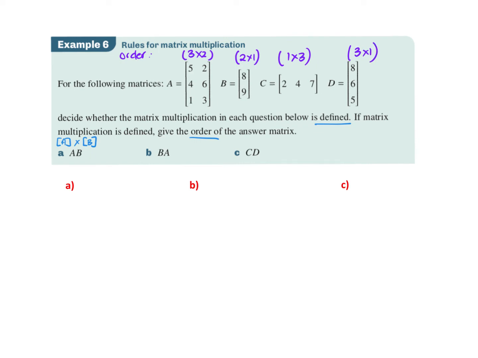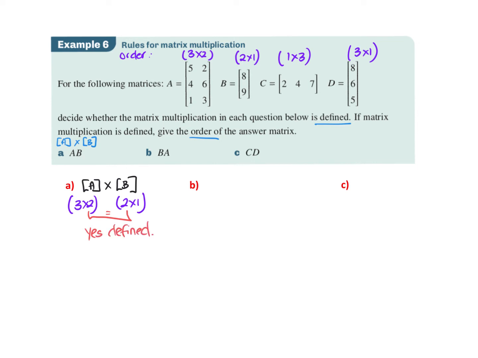Okay, so just pop them up because that can make it easier. So let's do this first question. They want me to multiply matrix A by matrix B. So I'll write that there. Now underneath, I'm going to put the orders of them. So you said A was a 3 by 2 and B was a 2 by 1. Remember we said for it to be defined, these two had to be equal. Are they equal? Yes.